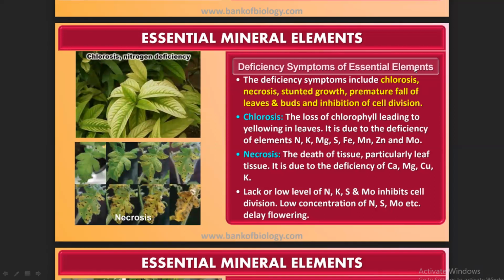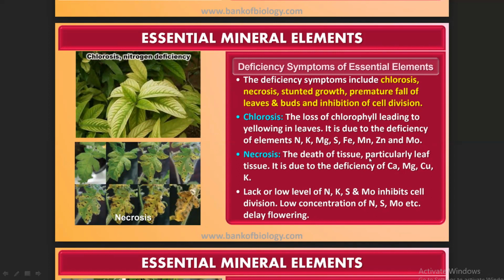Now, deficiency symptoms of essential elements. The deficiency symptoms involve chlorosis, necrosis, stunted growth, premature fall of leaves and buds, and inhibition of cell division. So, chlorosis, we have to see what is the definition. Chlorosis is loss of chlorophyll, leading to yellowing in leaves. It is due to deficiency of N, K, nitrogen, potassium, magnesium, sulfur, iron, manganese, zinc, and molybdenum.